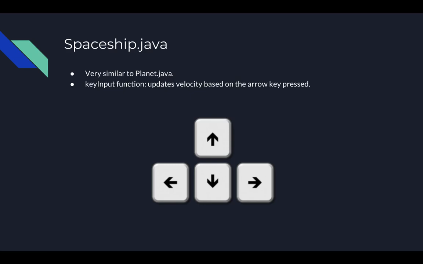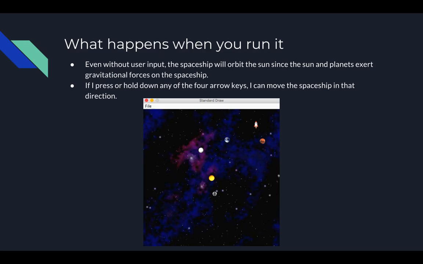If I run this, which I will in a second, you'll be able to see that without any user input, meaning that without me pressing any of the arrow keys, the spaceship will still orbit the Sun and the planets since they exert a gravitational force on the ship. If I press down or hold on any of the 4 arrow keys, the spaceship will move in that direction.